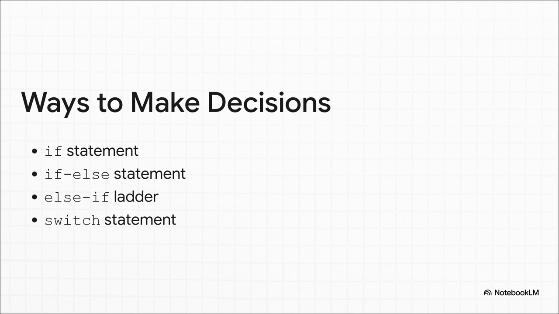And programmers have a few different ways to build these rules. You've got your basic if statement, then there's if-else for when you have two clear options. You've got the else-if ladder for checking a whole bunch of different things in a row, and the switch statement, which is great for picking one option from a clean list of possibilities.